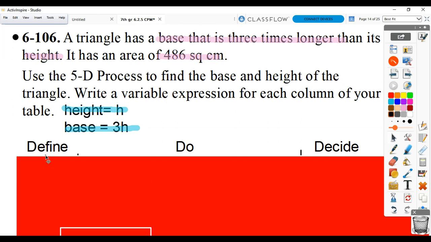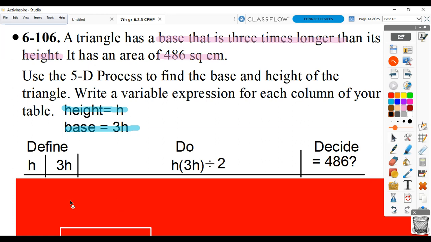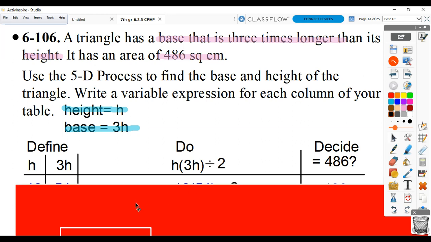And then we're going to do our define, our do, our decide, and of course our declare. So we define our h and our 3h. Our do is how we solve the area of a triangle, which is to take the base times height. Again, one of these is the base, one of these is the height. So we're multiplying them and then dividing by 2, because area of a triangle is base times height divided by 2, or 1/2 base times height. And our decide is, does it equal 486?